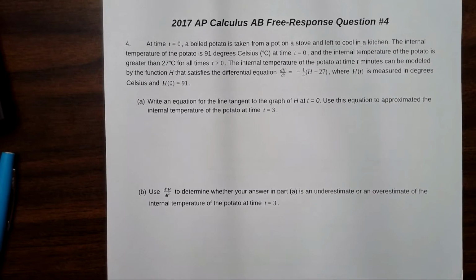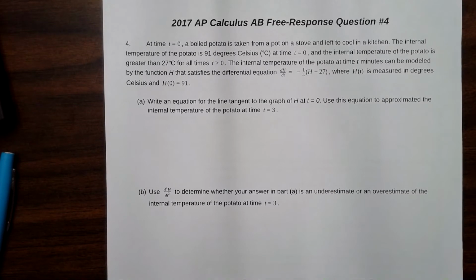And it says, at time t equals 0, a boiled potato is taken from a pot on a stove and left to cool in a kitchen. The internal temperature of the potato is 91 degrees Celsius at time 0, and the internal temperature of the potato is greater than 27 degrees Celsius for all times. So it never gets colder than 27. The internal temperature of the potato at time t can be modeled by a function h that satisfies this differential equation, where h is measured in degrees Celsius and h of 0 equals 91.